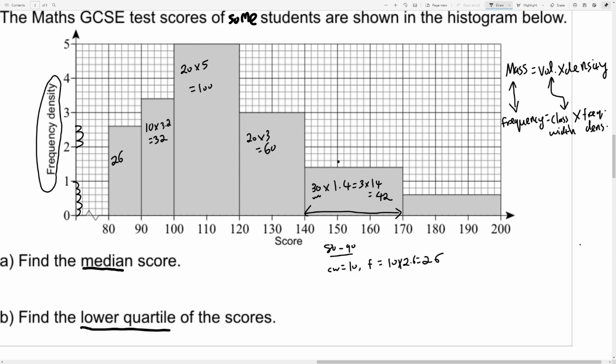Next, we have 170 to 200, another class width of 30. I multiply that by the frequency density, which is, excuse me, 0.6. Same trick again, 30 times 0.6 is just 3 times 6, just rearranging the factor of 10, and that gives me 18. So what I can do is work out the total frequency. I can work out how many pupils were surveyed.